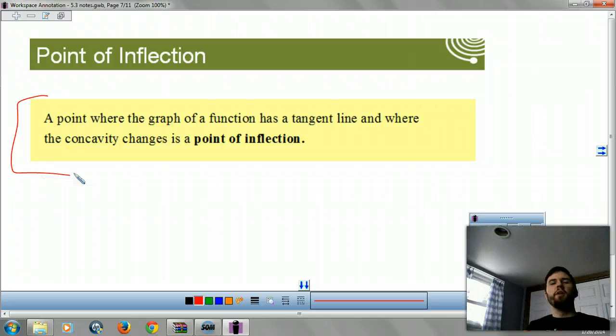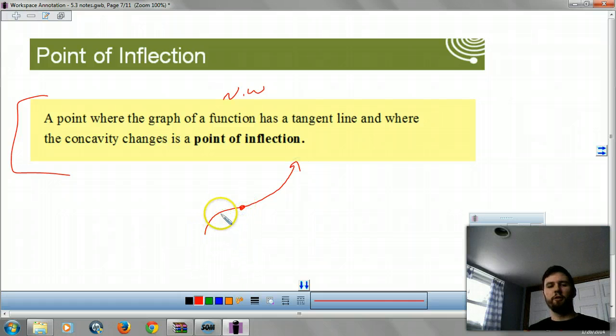Now, a point where the concavity changes from up to down is called a point of inflection. Usually they look like this. This point right here would be your point where you go from concave down to concave up. Point of inflection.